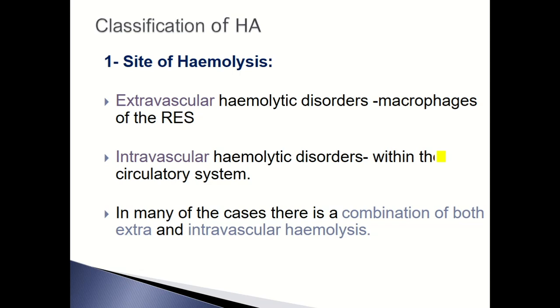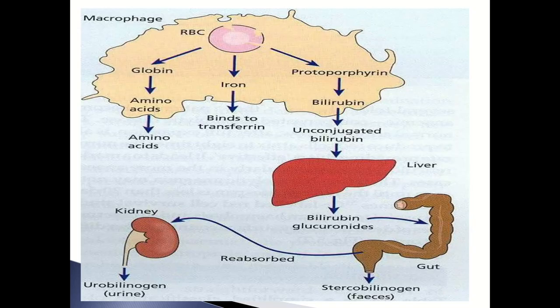Now, classification of hemolytic anemia based on site of hemolysis, either extravascular or intravascular. Extravascular, the name itself suggests outside the blood vessels, so it is in the macrophage, the reticuloendothelial system, RES. Intravascular, within the circulatory system. So in both cases there is definitive hemolysis. Now, first of all, we understand what is extravascular hemolysis.